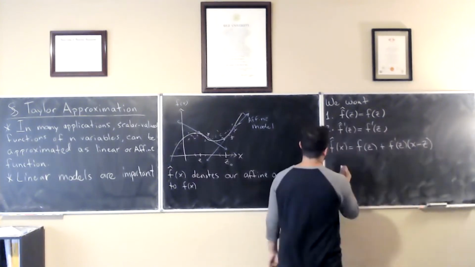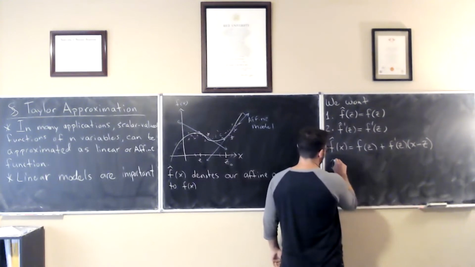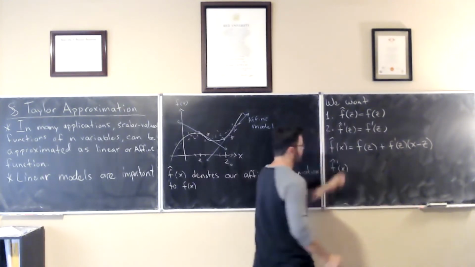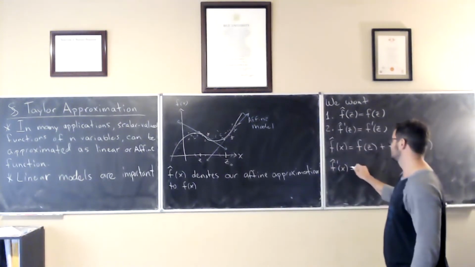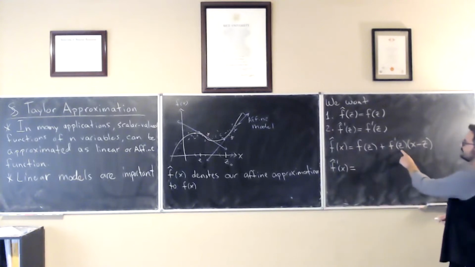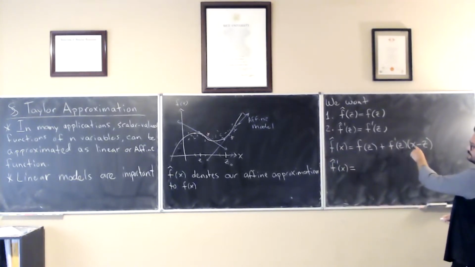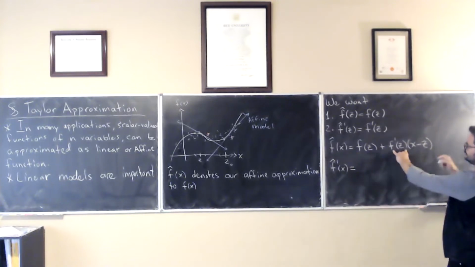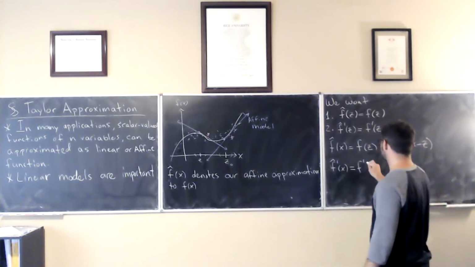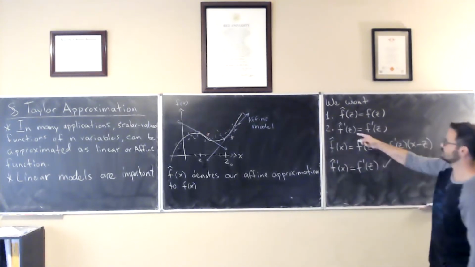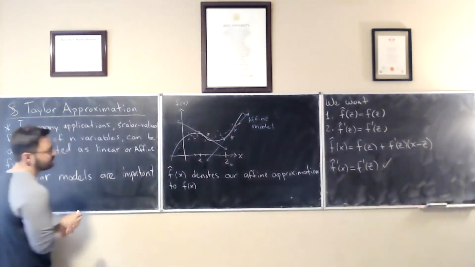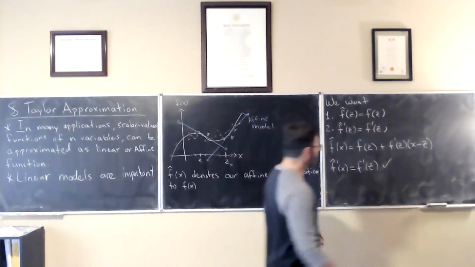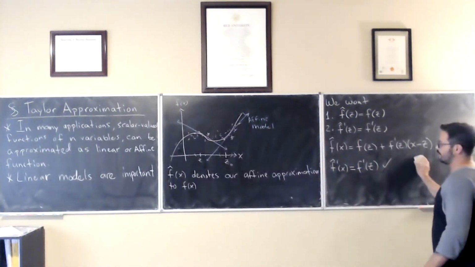What about the second thing? Well, if we take the first derivative of this function, the first term is a number, so that goes away to 0. And then here, the coefficient of x is this number, and z is just a number, so that goes away, and we're left with f prime of z. So it satisfies part 2 as well. So this here is our affine approximation.